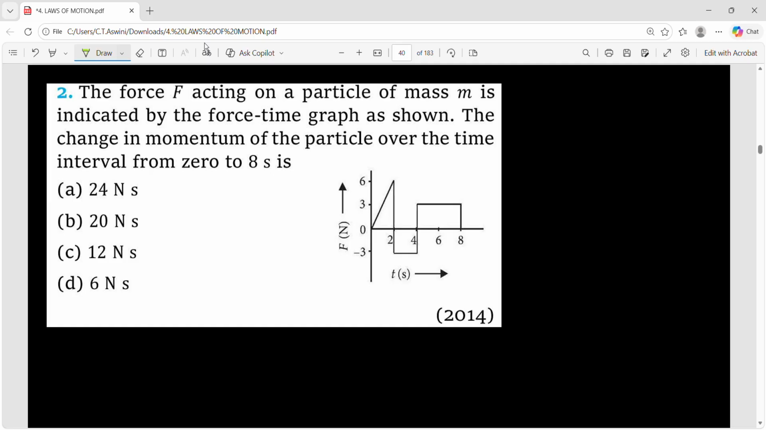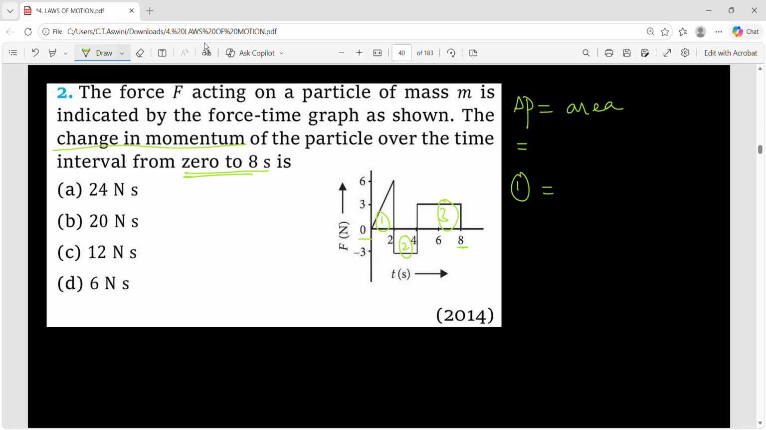See this one. The force F acting on a particle of mass m is indicated by the force time graph as shown. You have to calculate the change in momentum of the particle over the time 0 to 8 seconds. So from 0 to 8 seconds, that means you have to consider the complete graph. So what is change in momentum? Nothing but area of the graph, right?